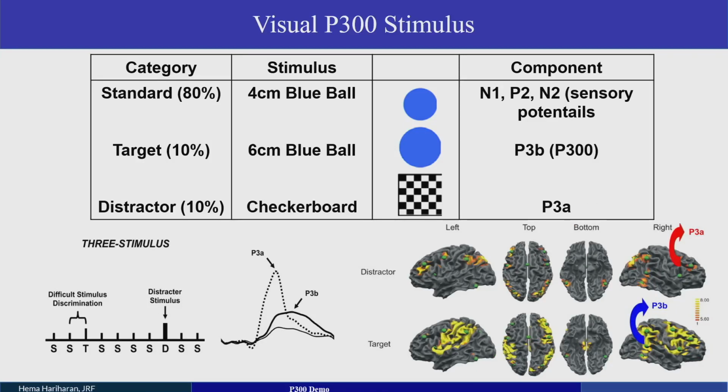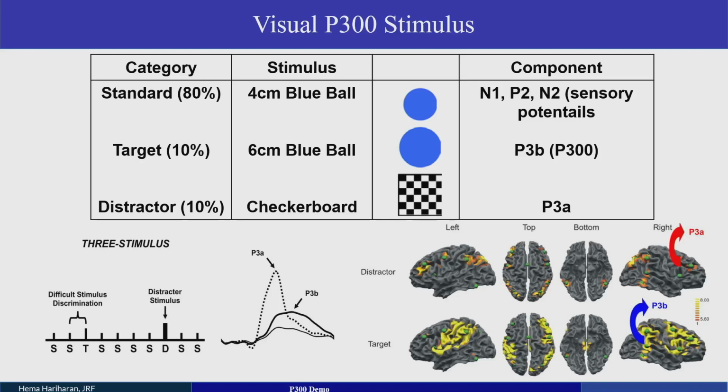Even in P300 there are various different types. What we performed is the visual P300. There is also an audio P300, wherein we have a target and a standard. There we don't have a distractor, just a standard and a target. In visual we have three stimuli.